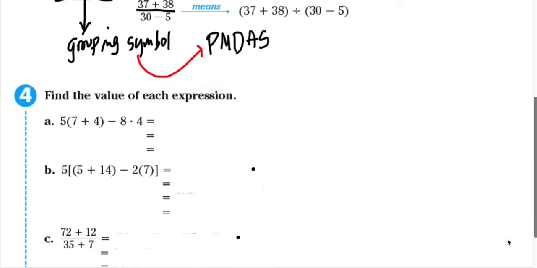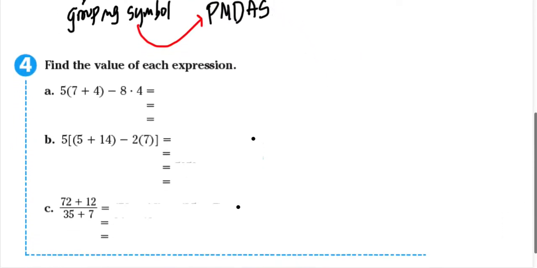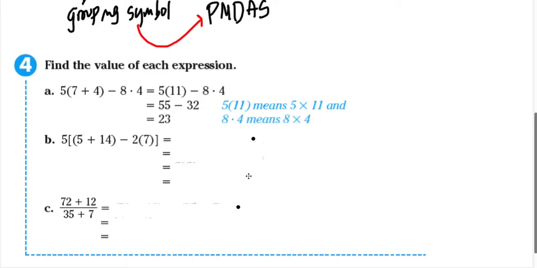Let's take a look at example number 4 and see how this works. You have 5 times the quantity 7 plus 4, close quantity, minus 8 times 4. First, do everything in the grouping symbol. 7 plus 4 is 11. So that now becomes 5 times 11 minus 8 times 4. Since 5 times 11 comes first, we multiply to get 55. We can skip a step by multiplying 8 times 4 because they're both multiplication. 55 minus 32 ends up with 23. So the value of the expression is 23.